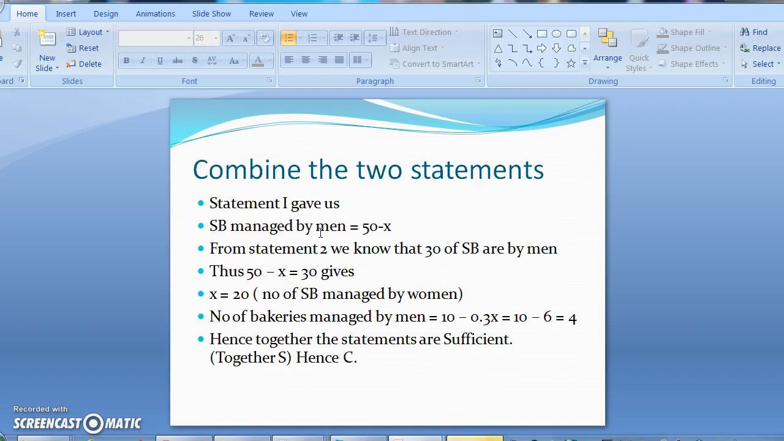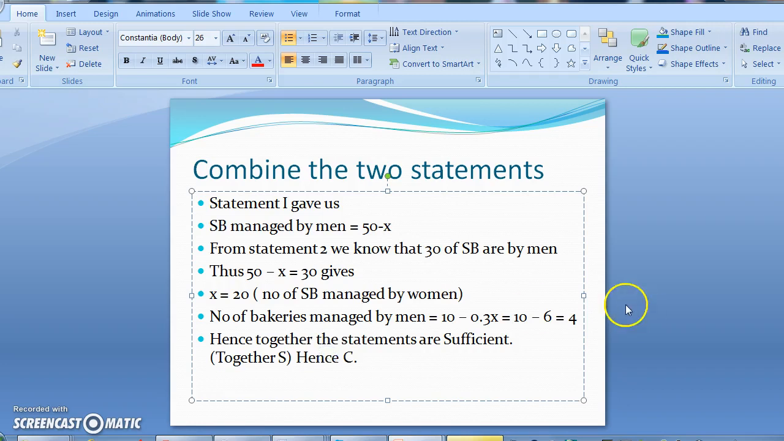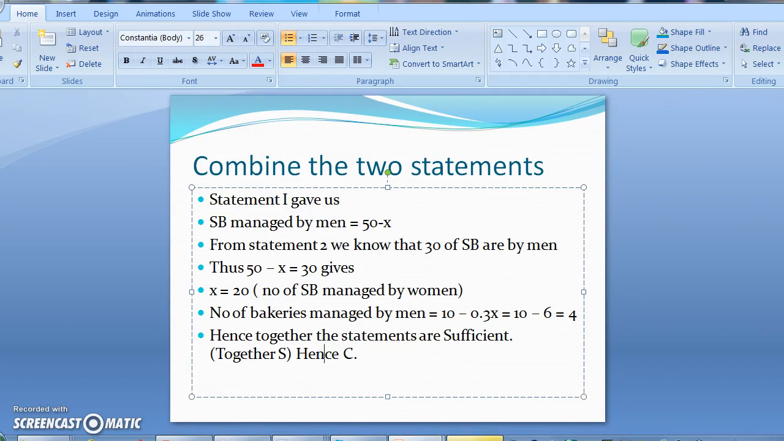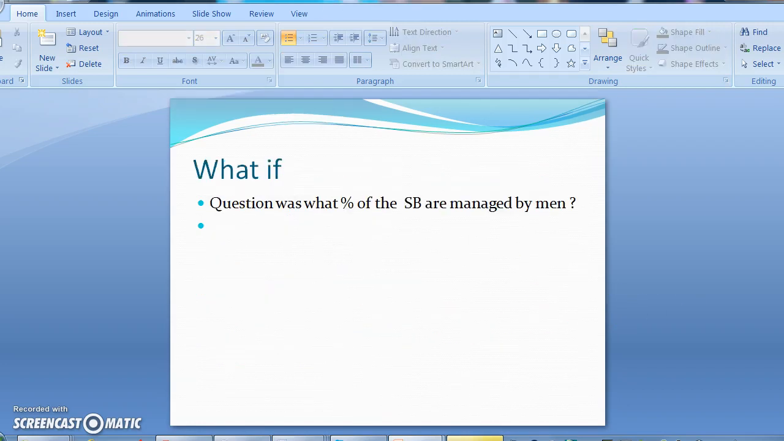Alright, great. So we've got that the two statements together are sufficient and hence the answer is C. It is a very beautiful question. If you master this concept and the way it is asked, you will really have a great command over many questions on the GMAT, because many of them use this idea of percentage and play around this idea of percentage.